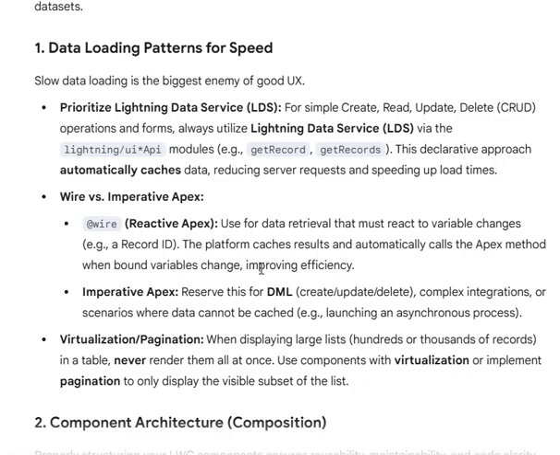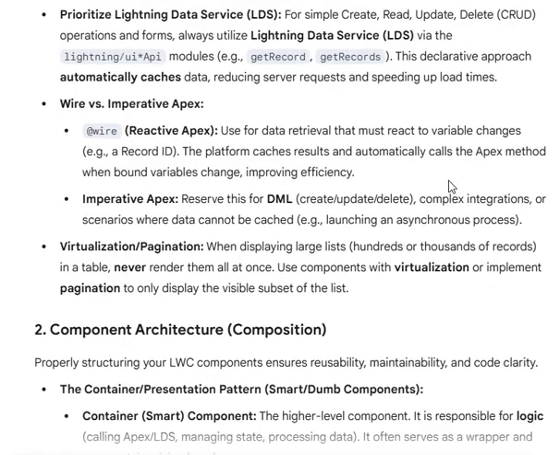In general, it's best practice to prioritize Lightning Data Service for simple CRUD operations, for example create, read, update, delete. In that case, with the help of Lightning UI API models, we get automatically cached data, reducing server requests and speeding up load time. We get a bunch of benefits, plus fewer lines of code that we need to write in order to complete the logic.